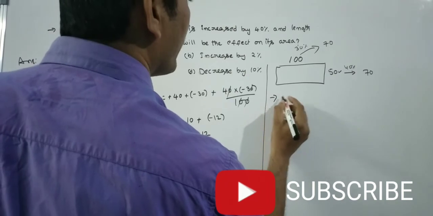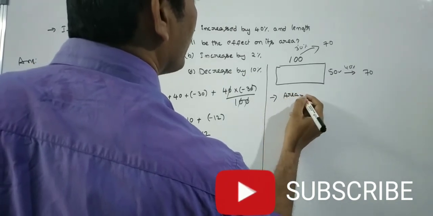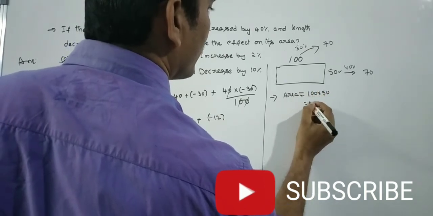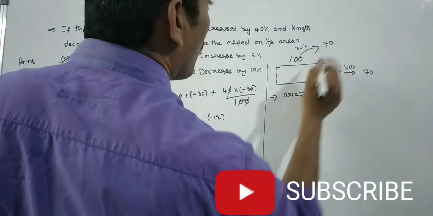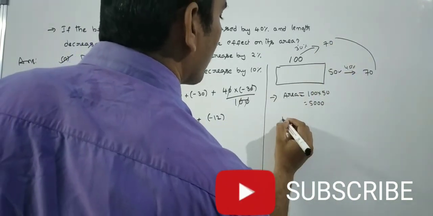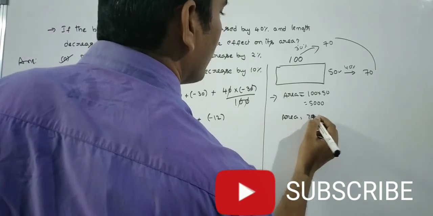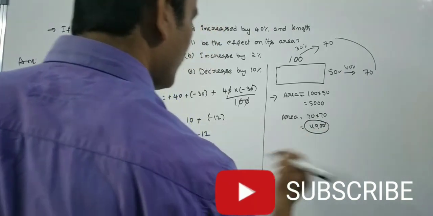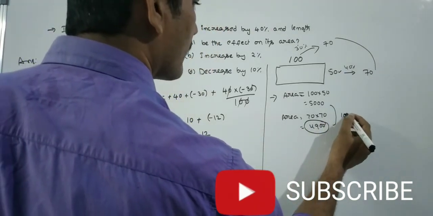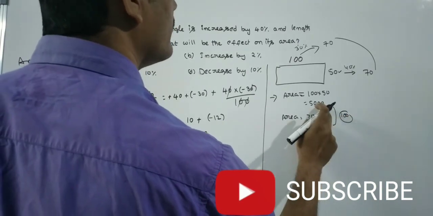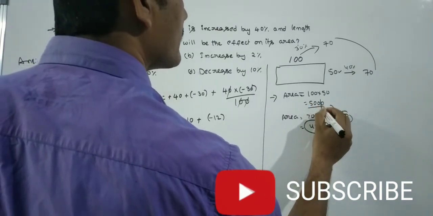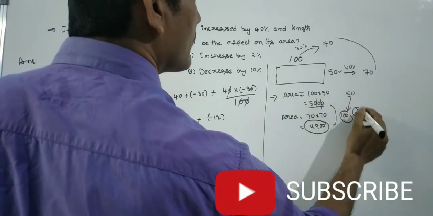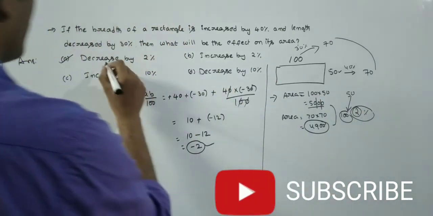See friends, actual area is how much? Actual area equals length into breadth, 100 into 50, that means 5,000. Now after changing, what is the area? 70 into 70, that means 4,900. See friends, what is the decrease? 100. What percentage of 5,000 is 100? 10% is 500, 1% is 50, that means 2% is 100. So 2% decreased.